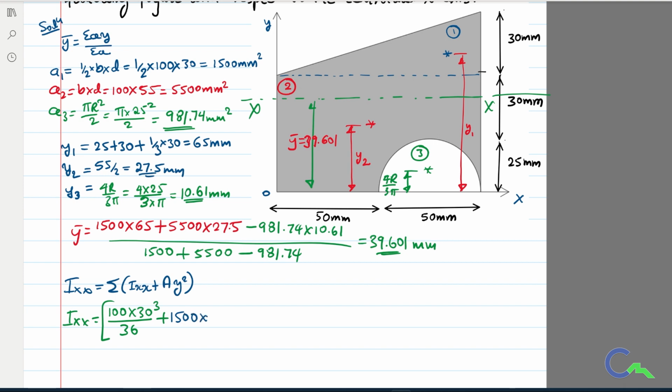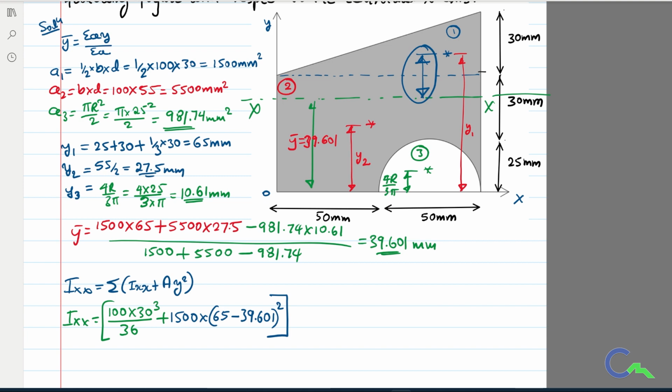Now the y distance, that is the distance from the centroid of the first figure to the reference axis. The reference axis is the x-axis, so I want this particular distance. To find it, it is nothing but y1 minus y bar. y1 we know is 65, minus y bar, which is 39.601, whole square. So that is the first term.